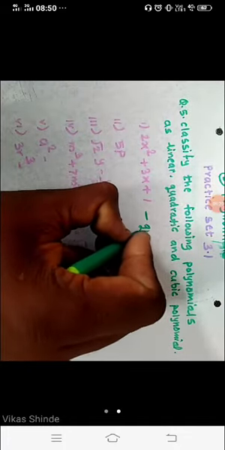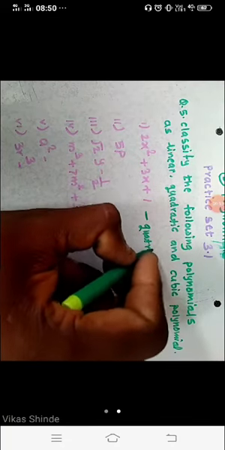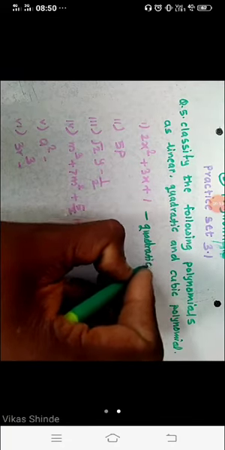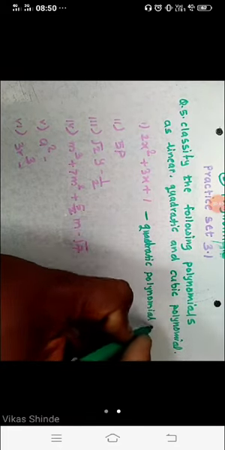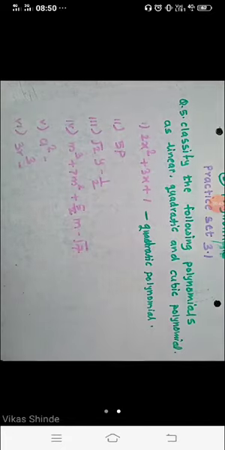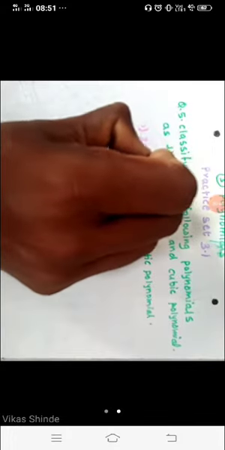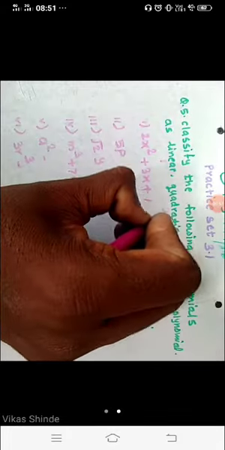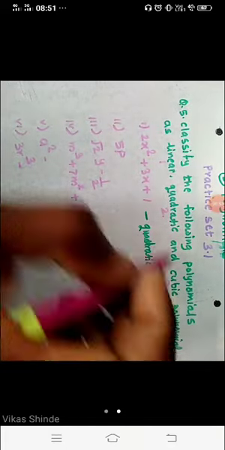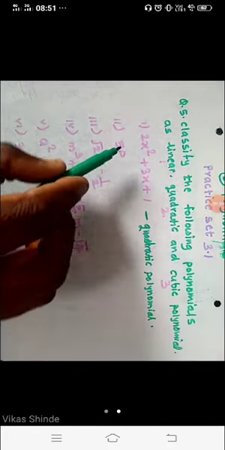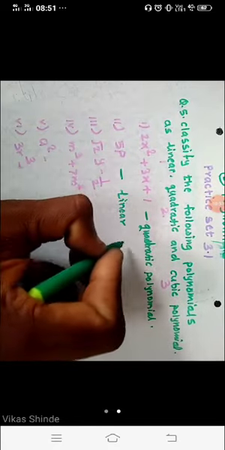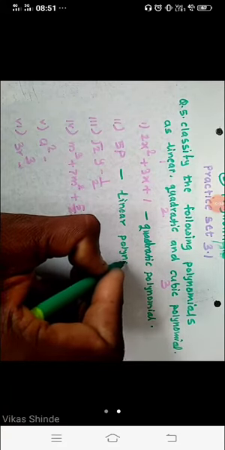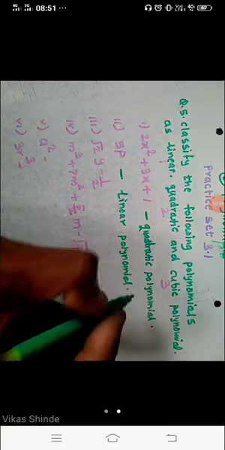Write your answer, student, here. This is quadratic polynomial. Now see the second one, student, here. Here is nothing means index is always 1. If index is 1, student, look here, it is called linear. If index is 2, it is called quadratic. And if index is 3, it is called cubic. But okay, here is 1. So that's why we have to write here linear polynomial. This is linear polynomial. You know the definitions of this.